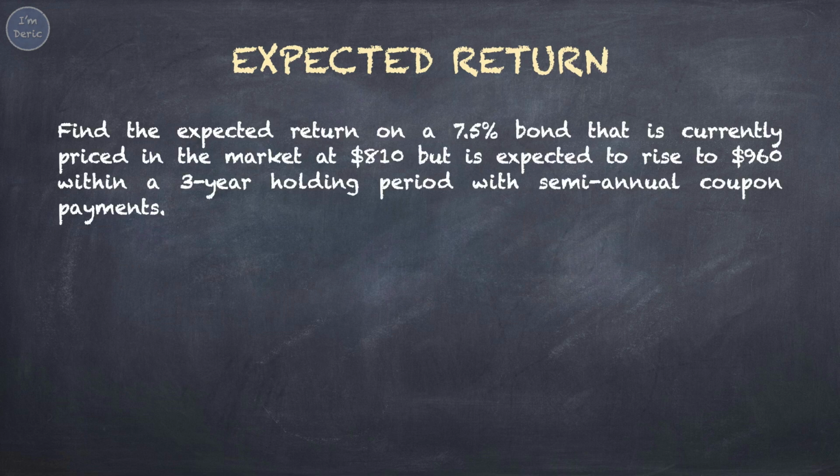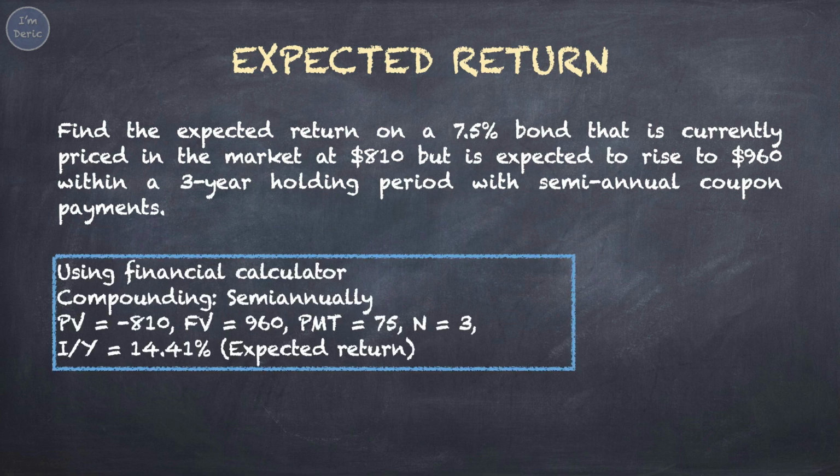Let's take an example. Find the expected return on a 7.5% bond that is currently priced in the market at $810, but is expected to rise to $960 within a 3-year holding period with semi-annual coupon payments. To calculate the expected return by using a financial calculator, set compounding to semi-annually, PV equals -810, FV equals 960, PMT equals 75, N equals 3, and you will get the annual yield, 14.41%.